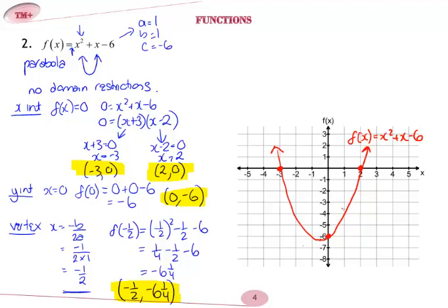Now make sure your critical points are labelled clearly. If these weren't exact values, then I'd write them. I also need to write my turning point, or my vertex, which is (-0.5, -6.25). You can see that I have already labelled my axes. I think this is much easier.